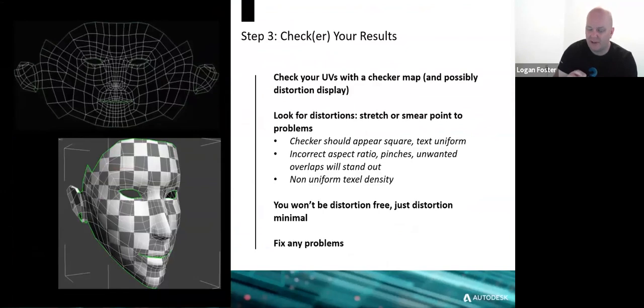The checker maps are the easiest, most visual way that I found to check for these distortions, because if the checker pattern isn't square or near a perfect square, or if the text displayed on the color pattern is warped, distorted, or not uniform and even between each of the letters and numbers, this is a pretty good indication that you've got a distortion going on, right?